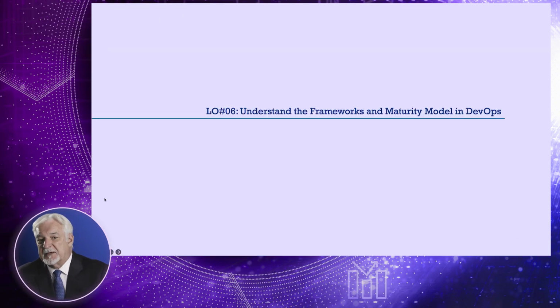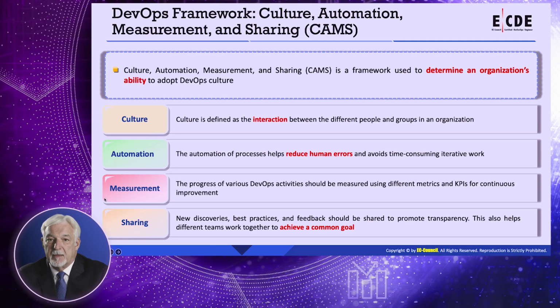So let's move on to the next objective, which is to understand the frameworks and maturity model in DevOps. What we're looking at with the DevOps framework is culture, automation, measurement, and sharing, or CAMS. This is a framework used to determine an organization's ability to adopt DevOps culture. In other words, how prepared are you? Think of it almost like a CMMI type measurement, as well as are you ready to step into DevOps?